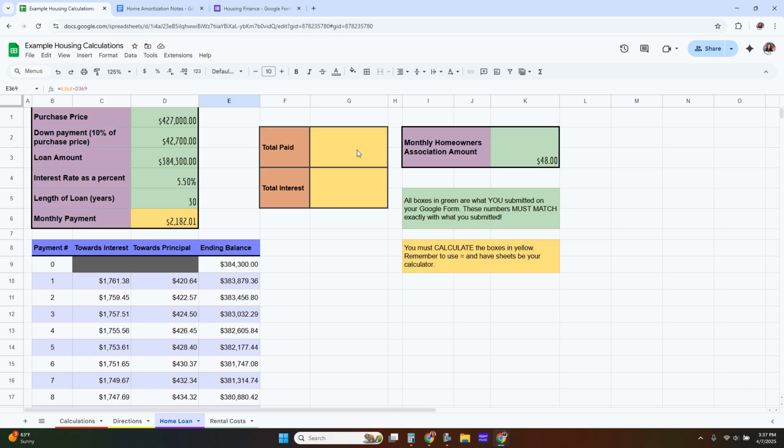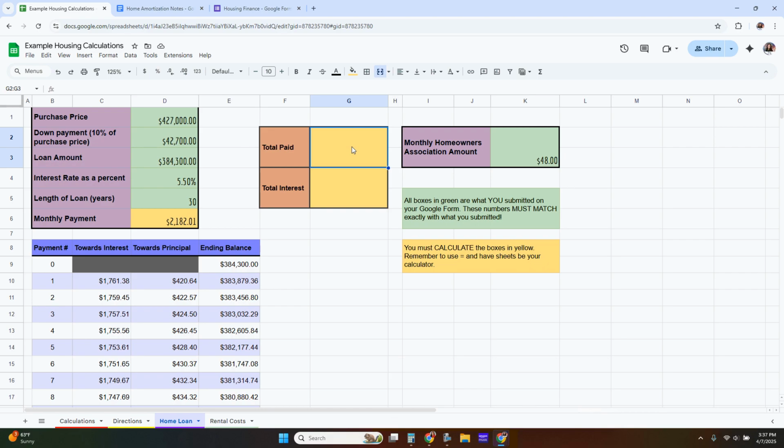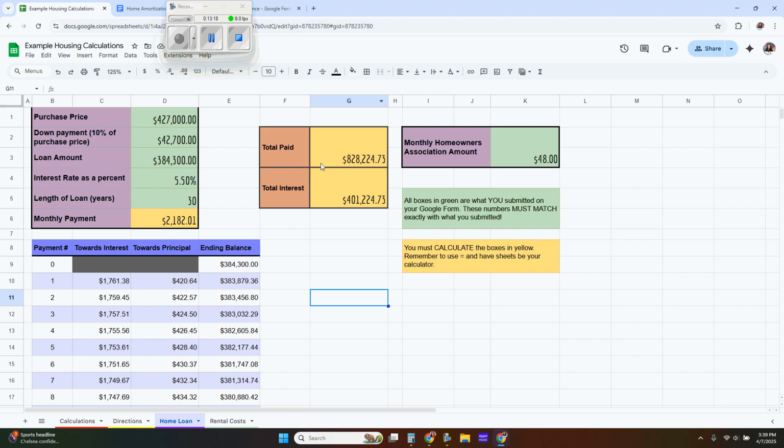Okay, up at the top, final. You do need to calculate your total paid and your total interest. That is something that you, by this point, should know how to calculate. So make sure that you refer to your notes from a few lessons ago to look at how to make those calculations. Again, equals is your best friend to calculate that. All right, so my total paid on my loan is $828,224.73, and my total interest is $401,224.73.